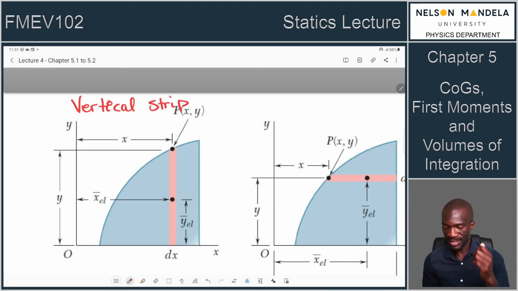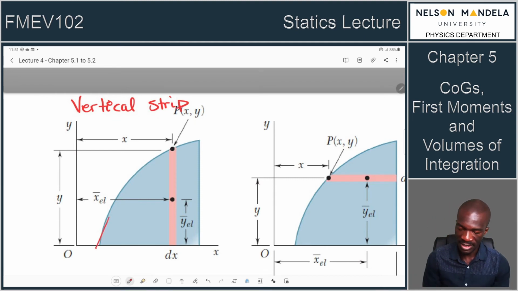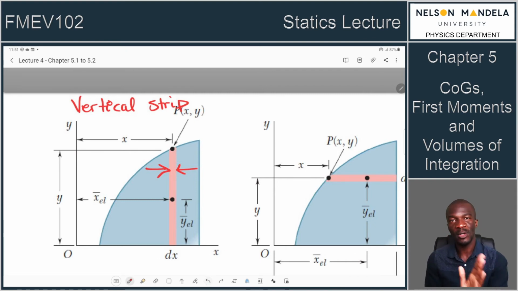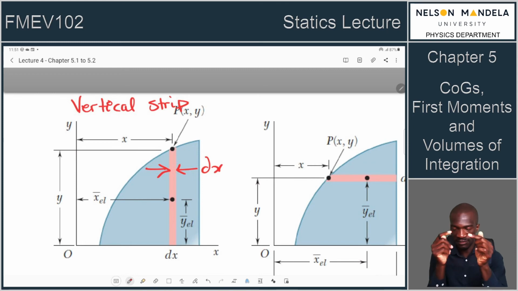The vertical strip is in the material. So you've been given some area, so you create your vertical strip or your area element within the material. This vertical strip is very thin. How thin? It is as thin as a very small area element or a very small thickness element along the axis of concern. In this case, it's an x-axis. So that's our dx, the thickness of the area element.